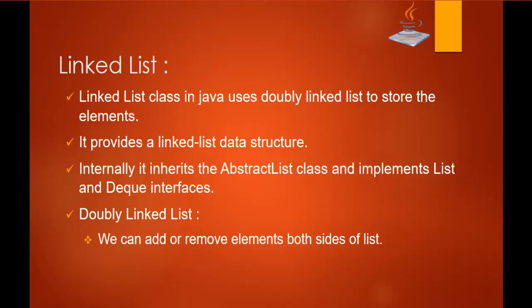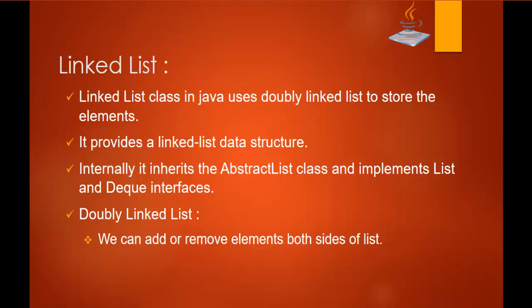So in this session, we are going to learn about the linked list. First, let's understand what the linked list is. Linked list is a class in the Java collection, and it uses a doubly linked list to store the elements. What do you mean by doubly linked list? It means we can add or remove elements from both sides of the list, and it provides a linked list data structure. Internally, the linked list inherits the AbstractList class and implements the List and Deque interfaces. So this is what the linked list is.